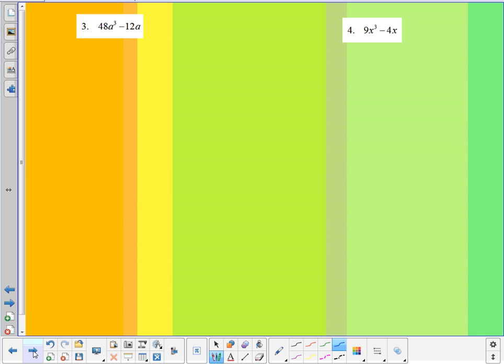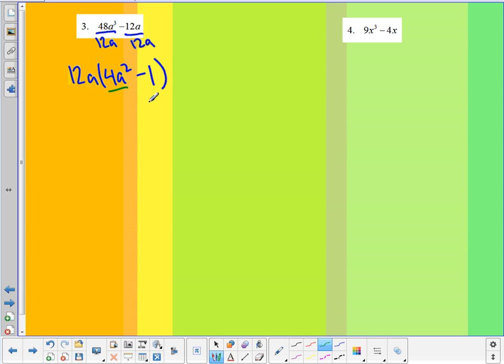Let's look at a couple more. In number 3, I have 48a to the third minus 12a. So now I don't have perfect squares as they are, but I have a GCF that I can take out. I can divide that by 12 and a. If I divide by 12a and take the GCF out front, I have 4a squared minus 1 left over.